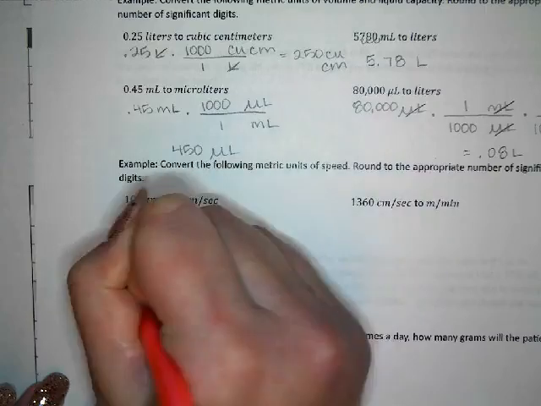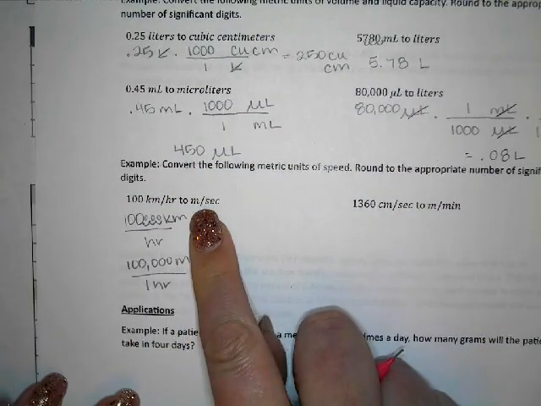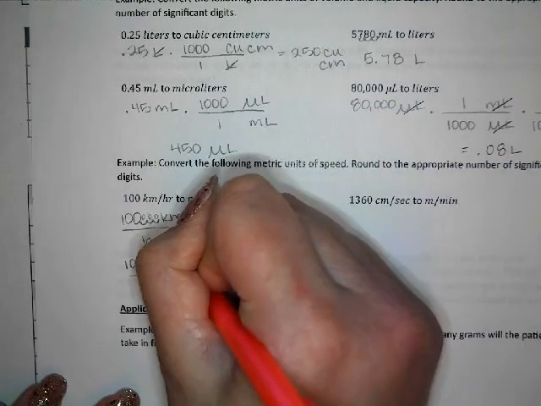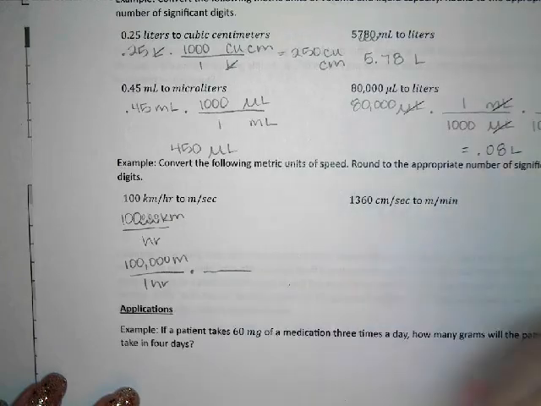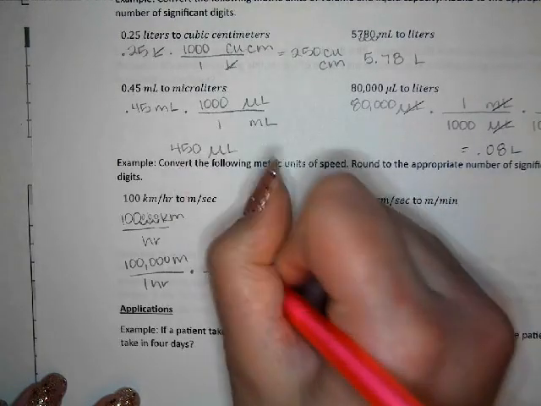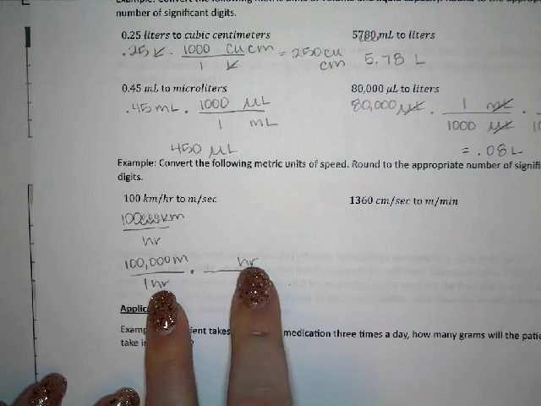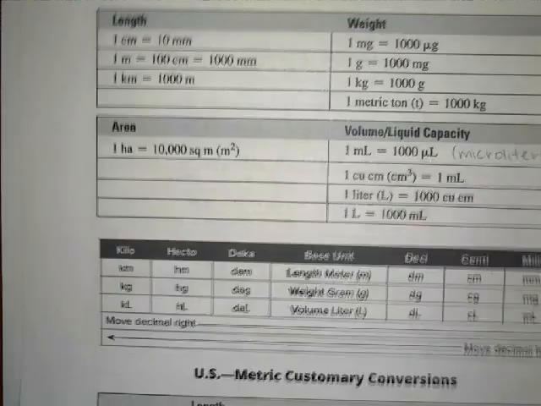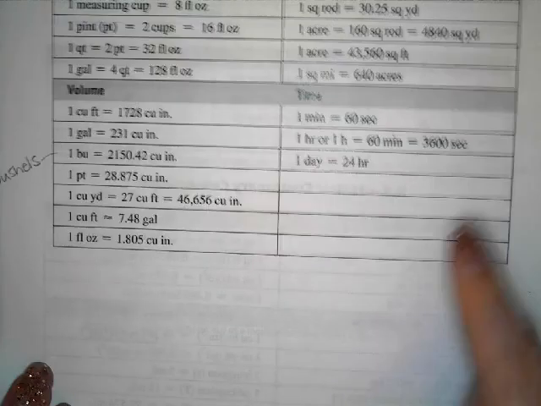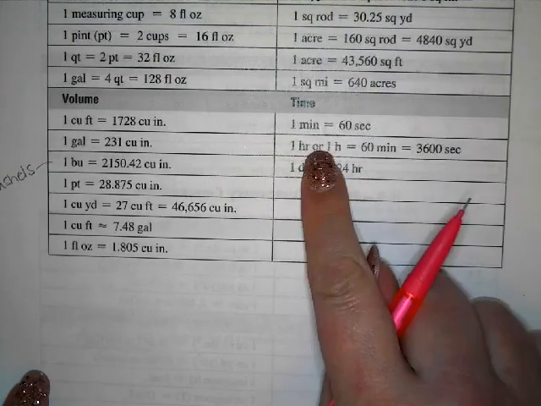And then I want to do meters per second. And so I need to get rid of the hours units and introduce seconds units. So I'll get rid of the hours by putting hours on the opposite side, and then I'm going to introduce seconds. And these time units are on the other side of the page. We used these on the previous section. 1 hour is 3,600 seconds.